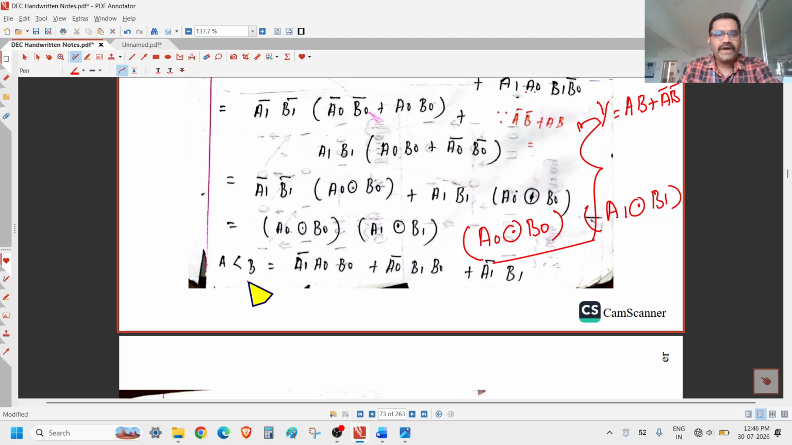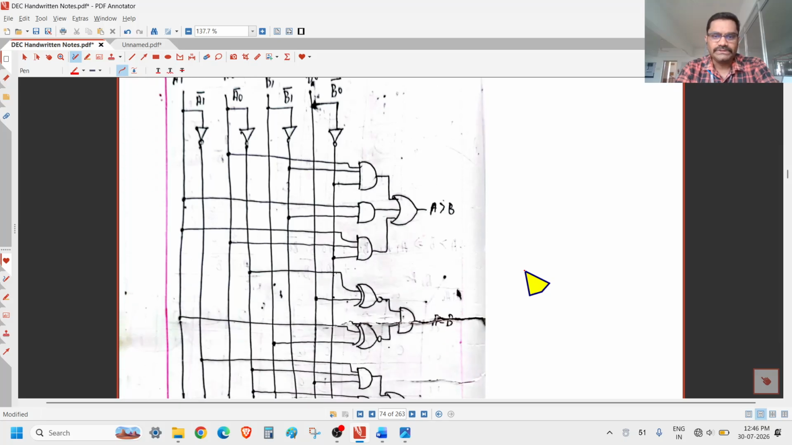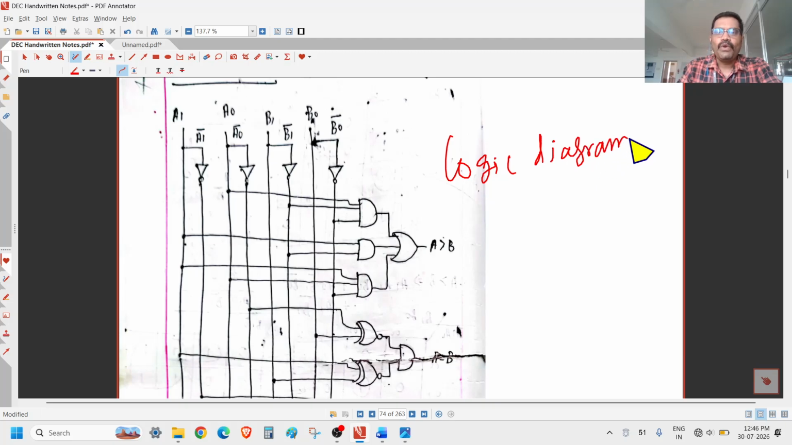Okay, and the final output, that is A less than B, is A1 bar into B1 plus A0 bar into B1 into B0 plus A0 bar into B0... sorry, A0 bar into B1 into B0 plus A1 bar into B1, right? So now we can get all three outputs. The next part is very simple. You have to draw the logic diagram for the output equation, right?